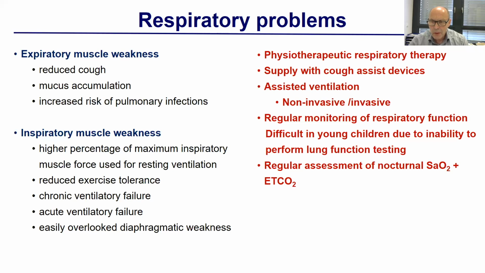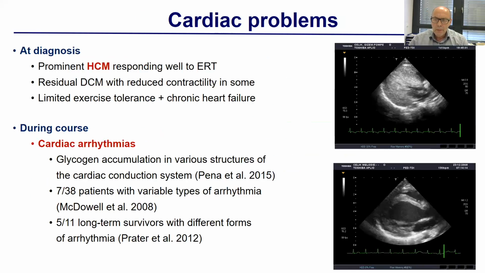And if there is a severe diaphragmatic muscle weakness, then we need an assisted ventilation. And if possible, this should be a non-invasive ventilation and not a tracheostomy. And it is important not to forget the respiratory dysfunction, and the regular monitoring is important. And what helps best is a regular assessment of the nocturnal oxygen saturation, and to look for a hypercapnia during sleep. So finally, or not finally, but coming to an end slowly with the problems children have.